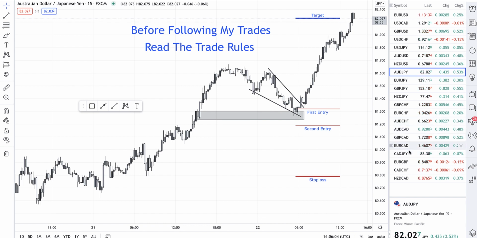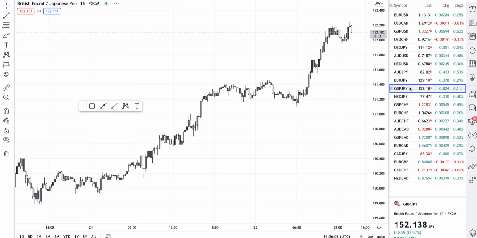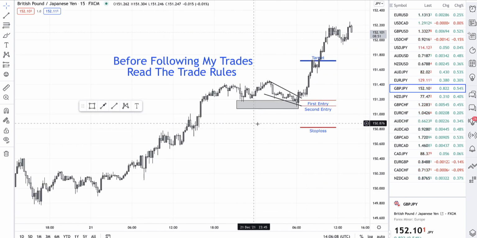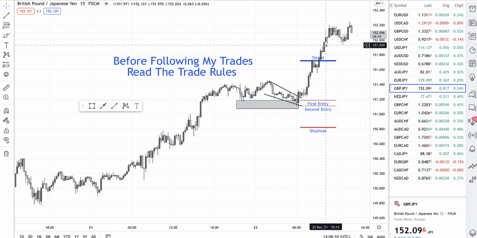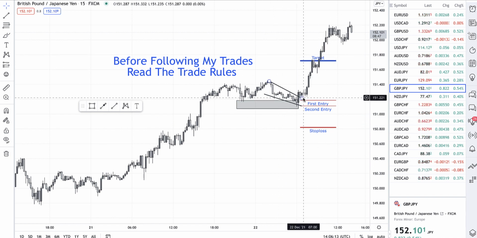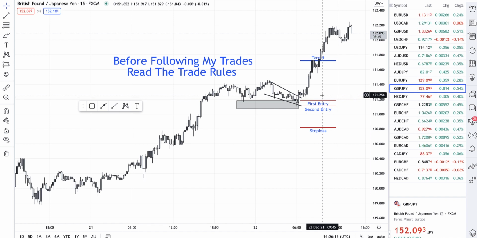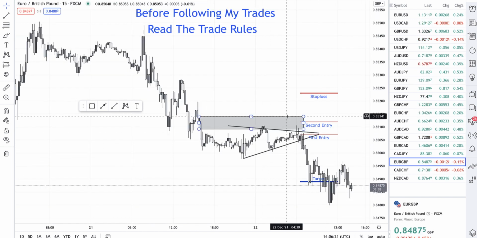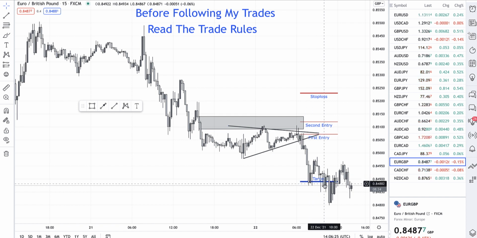The second trade I took was on the GBP JPY. As you can see, I had a buy on the GBP JPY because the currency strength meter was showing that the GBP was strong and the yen was weak. The third one was on the Euro GBP. I had the sell trade, and it just triggered the first entry and went to the target.